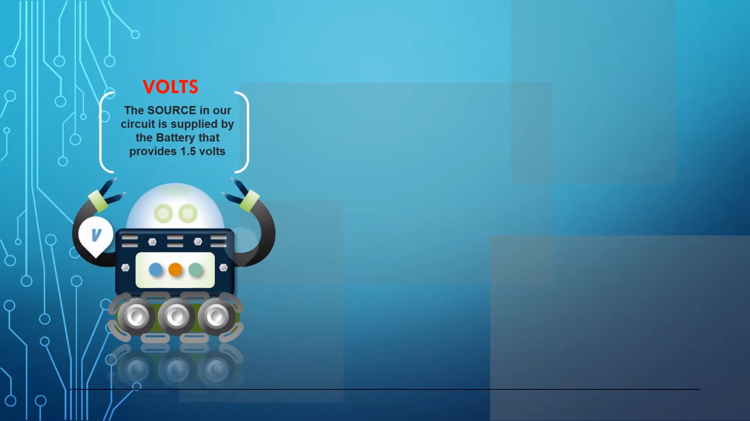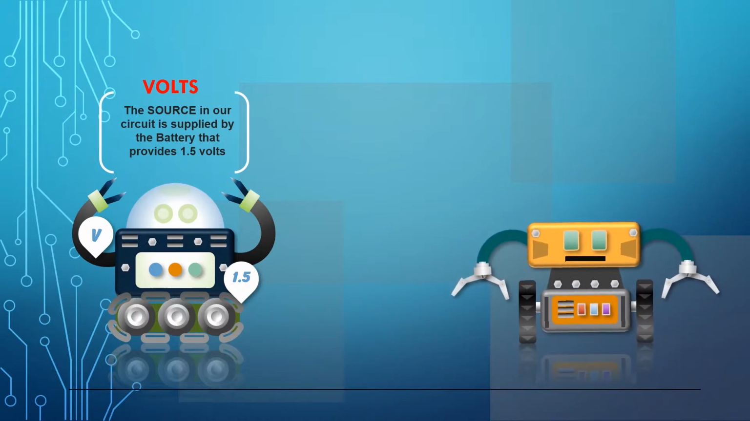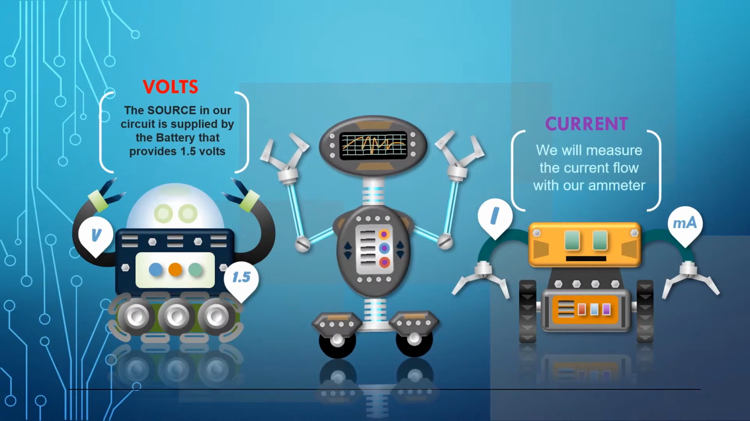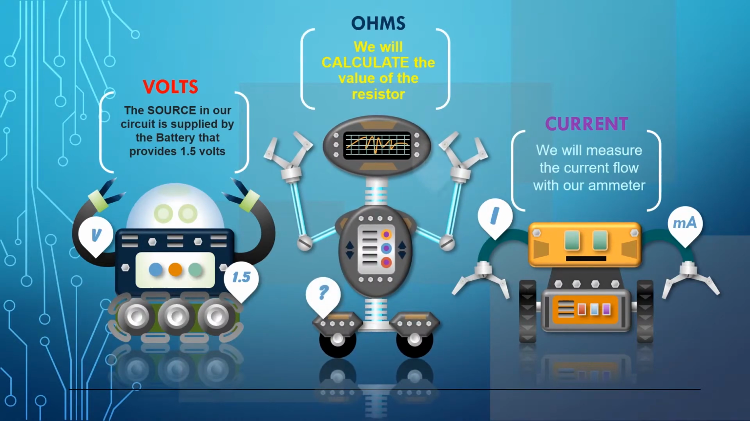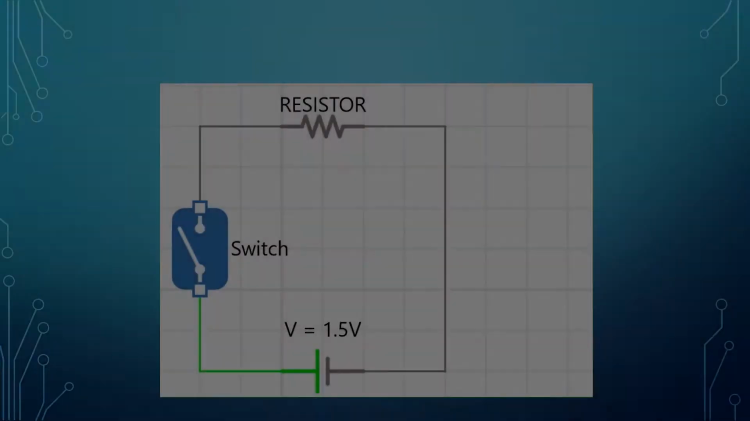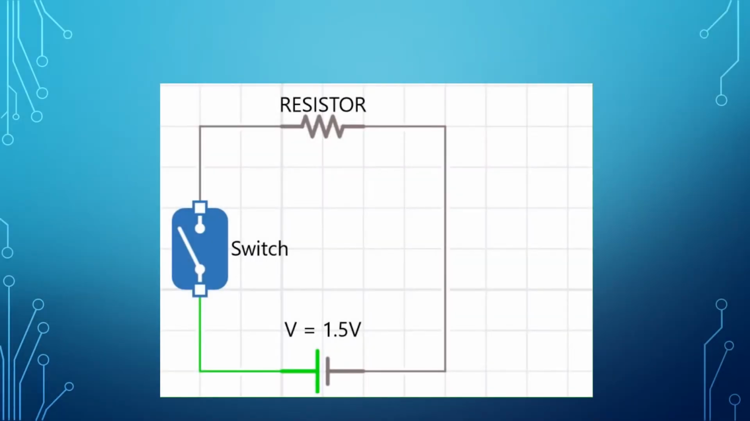Volts. The source in our circuit is supplied by the battery that provides 1.5 volts. Current will be measured in the circuit with our virtual ammeter. Then we will calculate, using Ohm's law, the value of the resistor. An important fact to take note of is if you know any two values, you can easily find the unknown or third value. Okay, Spark Chasers, here's our DC circuit.